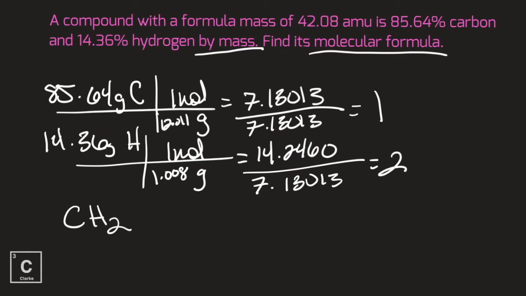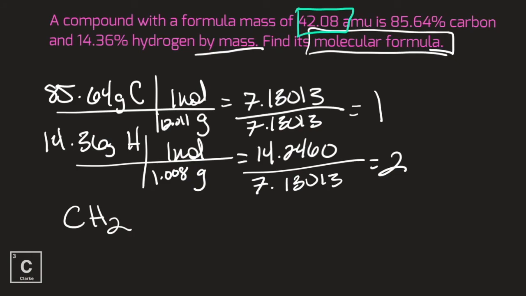So our empirical formula is CH2. But we're looking for the molecular formula. Now remember, we cannot find the molecular formula without knowing its molar mass. This is the molar mass, this 42. Here, let me circle it in a different color. This 42.08, that is the molar mass of the molecular formula.